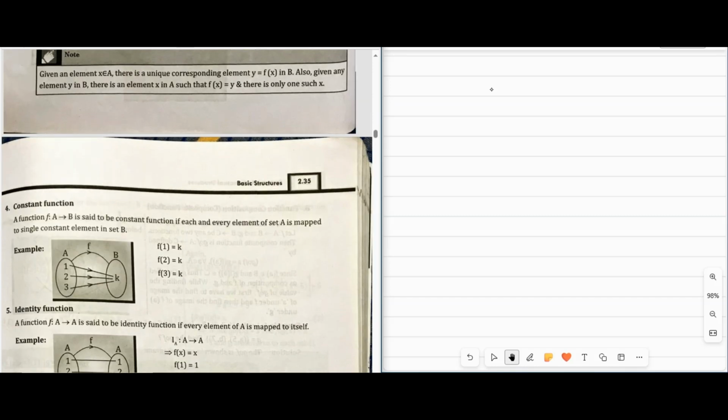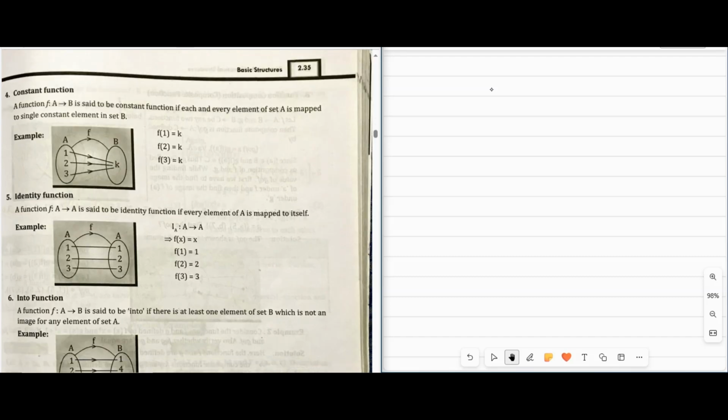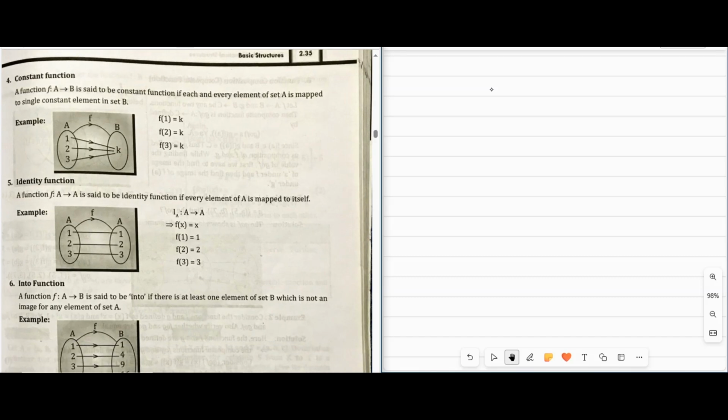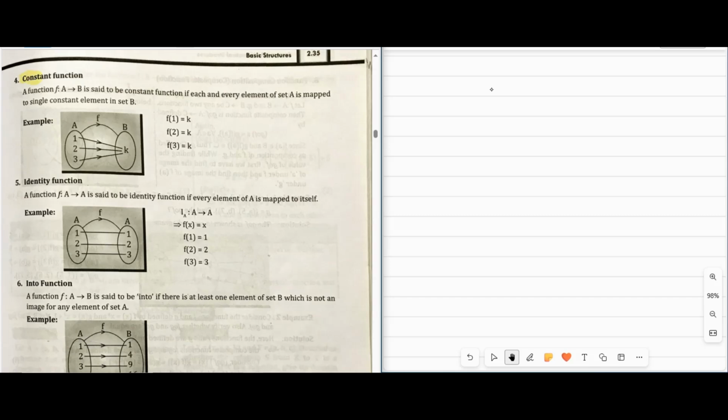Then constant function. What is meant by constant function? Constant function means every element of the domain has one and only one image, the same image. Every element of the domain has only one image, then it is called a constant function. So f of 1 is k, f of 2 is k, f of 3 is also k, therefore it is called constant. What is an identity function? A function f from A to A is said to be identity if every element of A is mapped to itself. So 1 is mapped to 1, 2 is mapped to 2, 3 is mapped to 3.